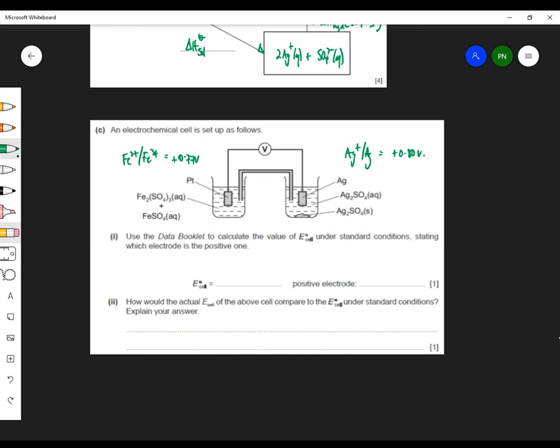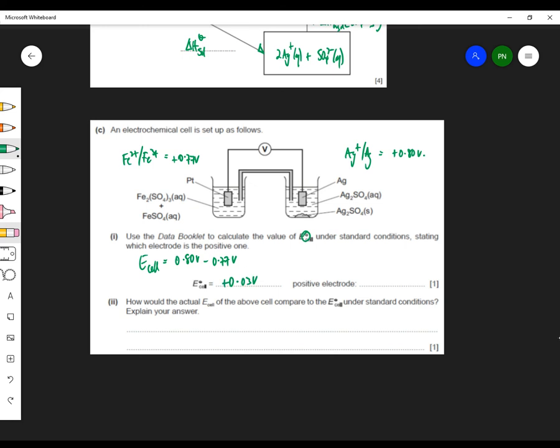E cell is equal to, this is the standard. Okay, so this is under standard conditions. It is the most positive minus the more negative. So that gives me 0.03 volts.